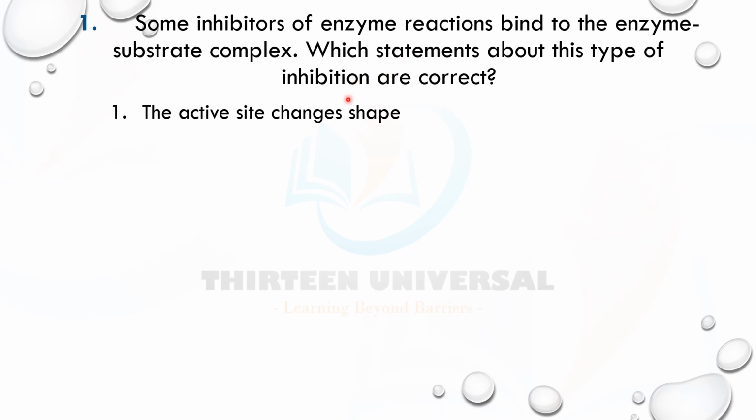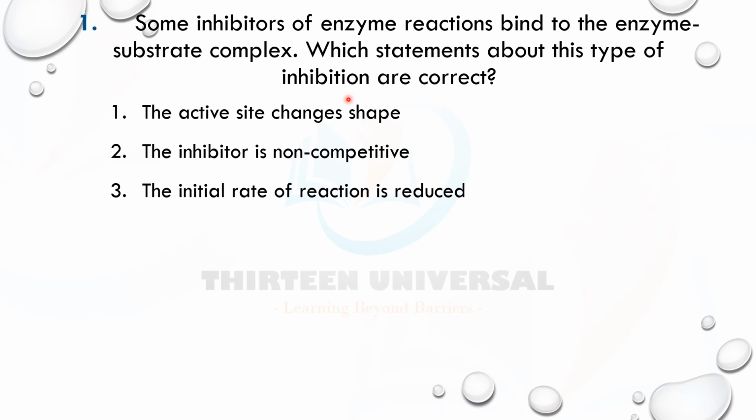The enzyme and the substrate have already formed a bond, a temporary bond, so it might not change shape. The inhibitor is non-competitive. Yes, non-competitive inhibitor, because it does not bind to the active site. Non-competitive inhibitors bind to the allosteric site, that is a site other than the active site. So the initial rate of reaction is reduced. Yes, non-competitive inhibitors reduce the initial rate of reaction.